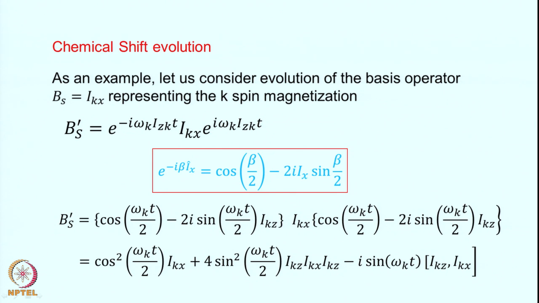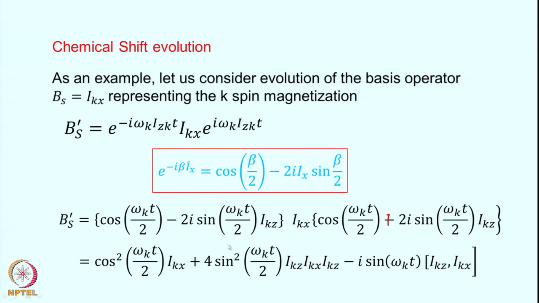We get here cosine square(ωk t/2) IKX. This multiplication will give me cosine square(ωk t/2), and IKX will stay here. And then this product, notice here I should have a plus sign, because this is e to the i ωk t. Yes. So I should have here a plus sign. And then I will have this product. This term with this term gives me 4 sine square(ωk t/2), because this is minus 2i and plus 2i gives me minus 4i square, that is plus 4.